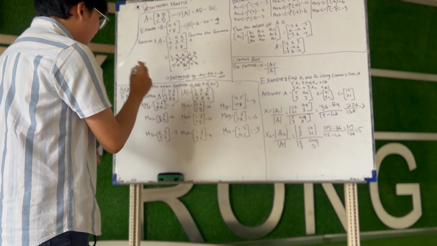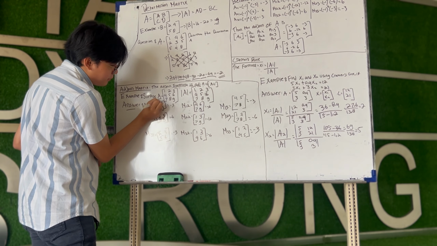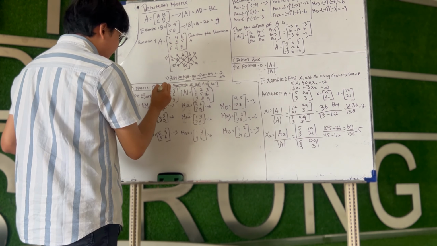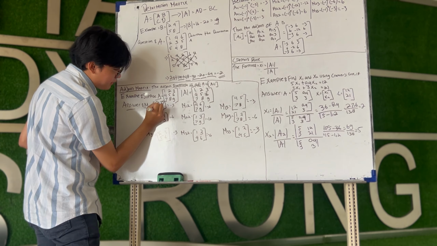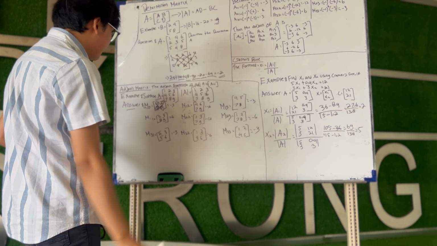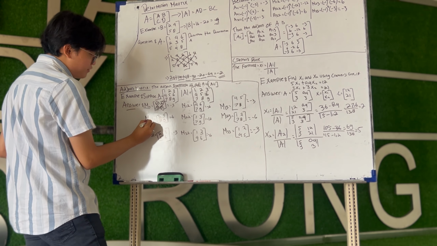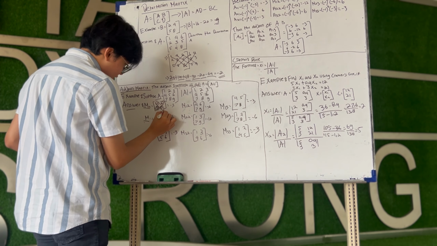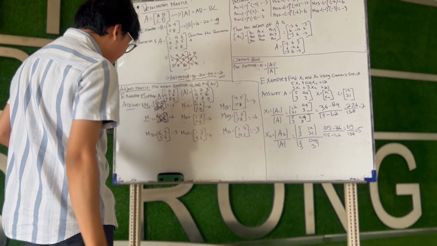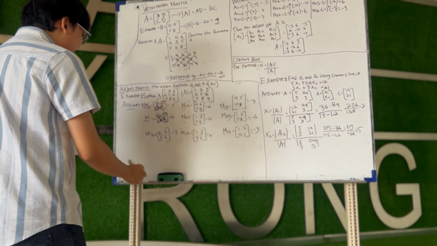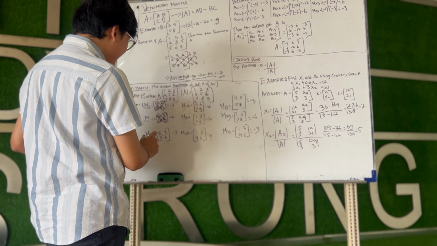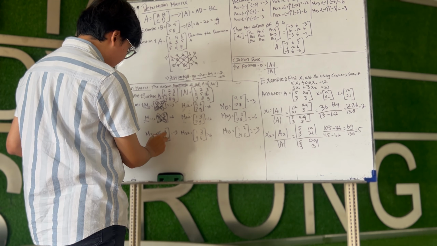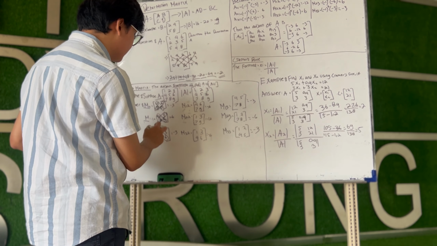M11 is 5 multiplied by 9 minus 6 multiplied by 8, which is minus 3. And the second, M21, is 2 multiplied by 9 minus 3 multiplied by 8, which is minus 6. M31 is 2 multiplied by 6 minus 5 multiplied by 3, which is minus 3.